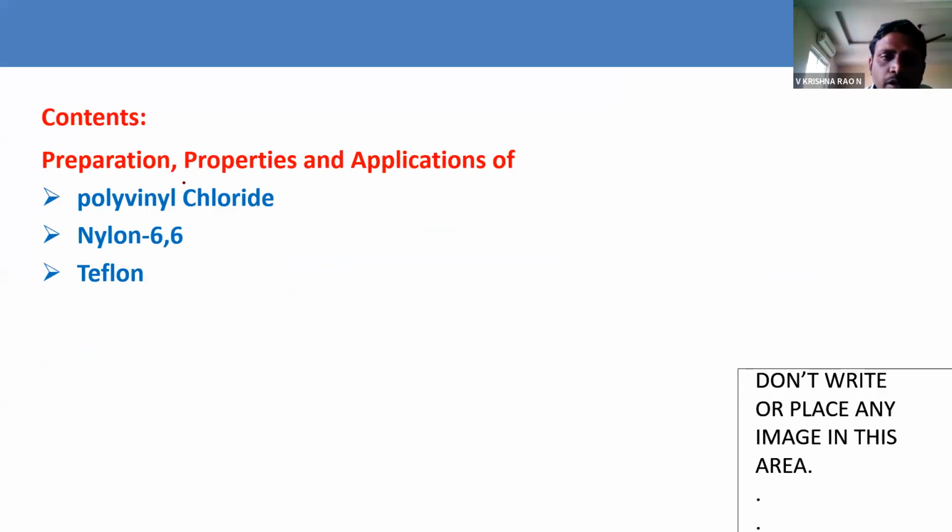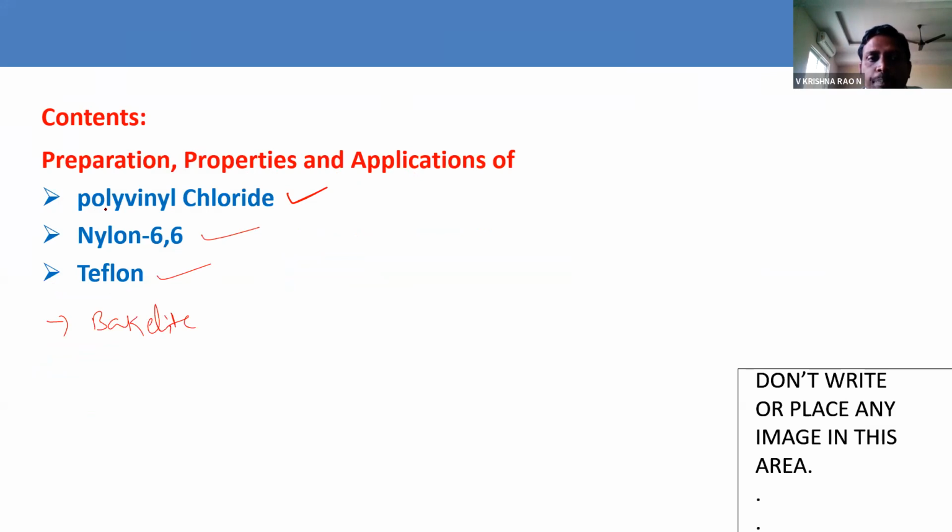Next, we have the preparation, properties, and applications of PVC, polyvinyl chloride, nylon 66, Teflon, tetrafluoroethylene, and the last one is Bakelite. We have the preparation, properties, and applications of all these compounds.